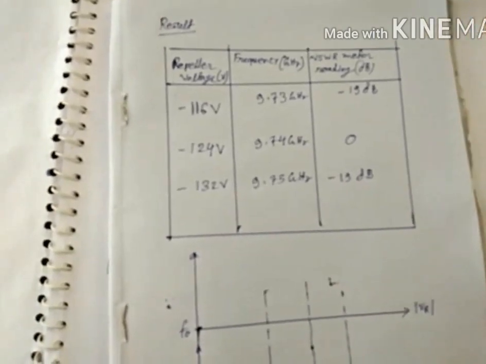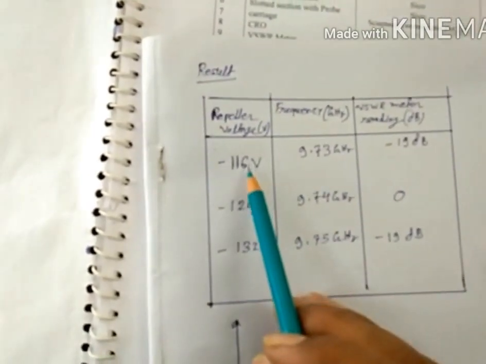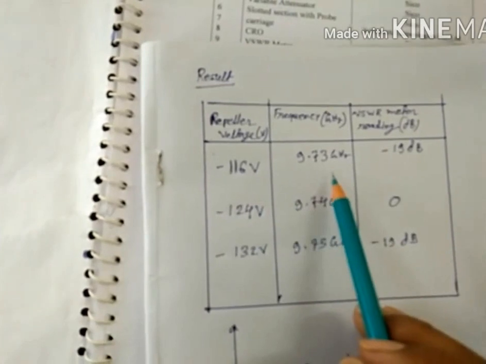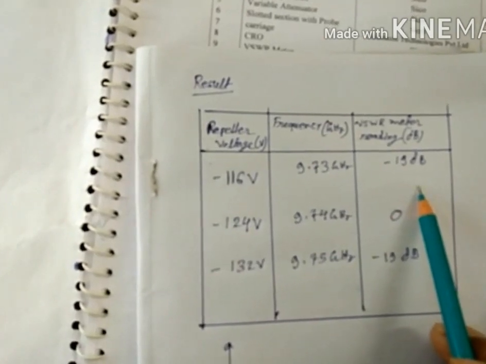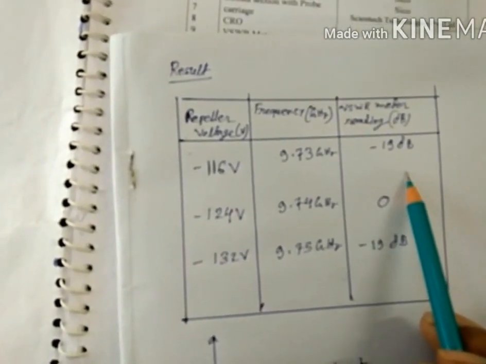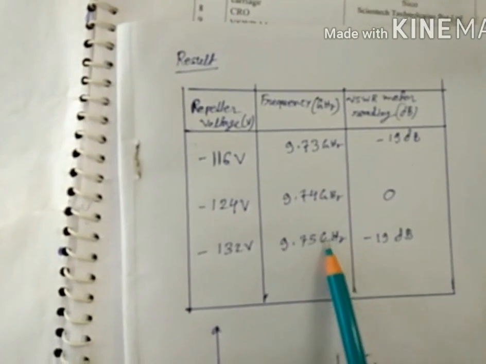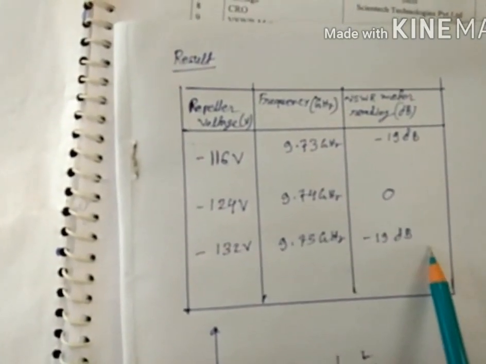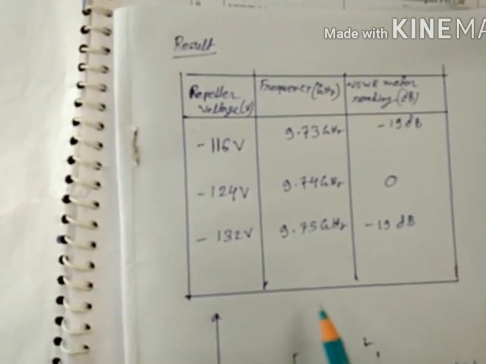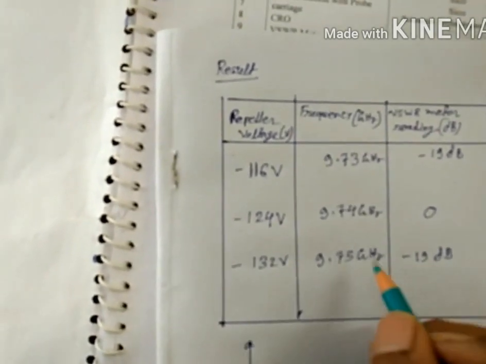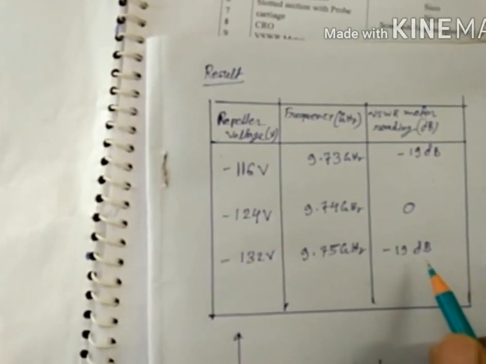This is our reading. Repeller voltage 116 volt, frequency 9.73 GHz, and VSWR reading in dB minus 19 dB. Repeller voltage 124 volt, then frequency 9.74 GHz, VSWR reading 0 dB. Repeller voltage 132, then frequency 9.75 GHz, and then VSWR reading minus 19 dB.